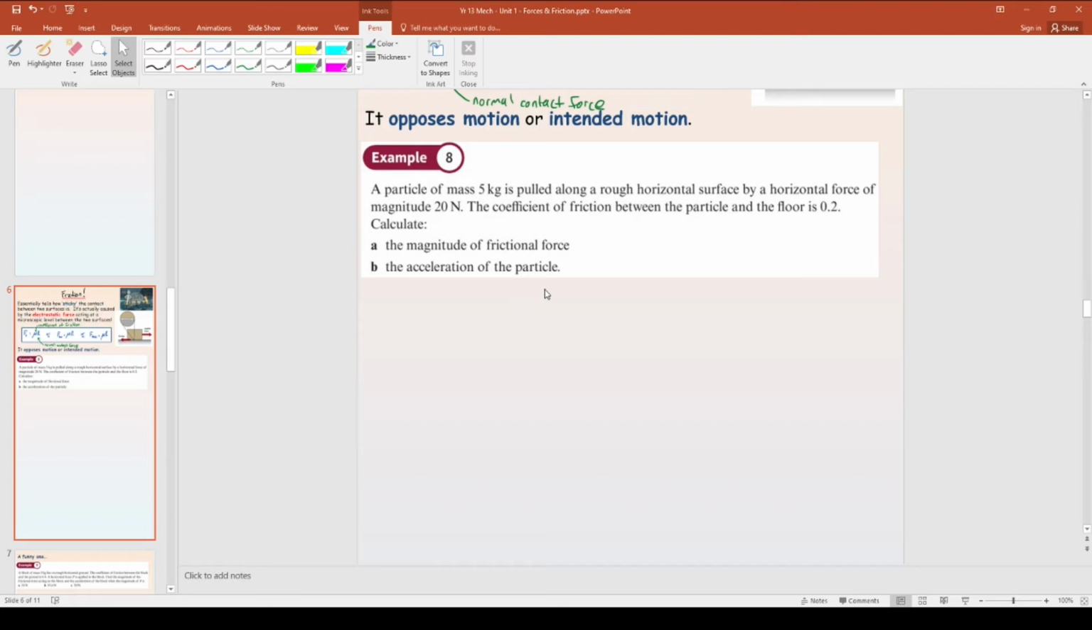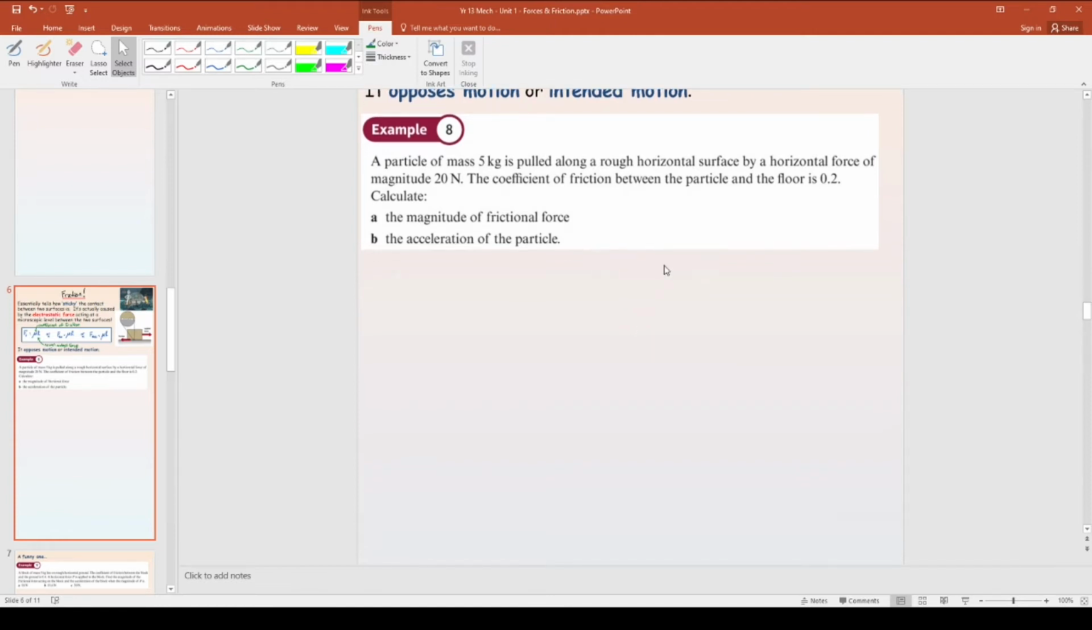So, how exciting. Okay, first question. A particle of mass 5 kilograms is pulled along a rough horizontal surface by a horizontal force of magnitude 20 newtons. That key word there, rough, means that we're dealing with friction. The coefficient of friction between the particle and the floor is 0.2, which means that it's slippy-ish, but not super slippy. Find the magnitude of the frictional force.